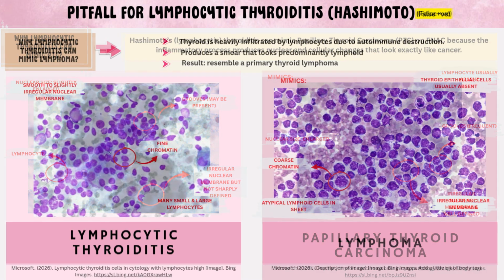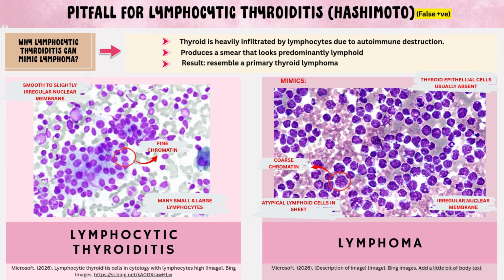This slide demonstrates another important pitfall in thyroid cytology, where lymphocytic thyroiditis can mimic lymphoma on FNAC. In lymphocytic thyroiditis, the thyroid gland is heavily infiltrated by lymphocytes due to autoimmune destruction. As a result, the smear appears predominantly lymphoid, which may falsely suggest a primary thyroid lymphoma.